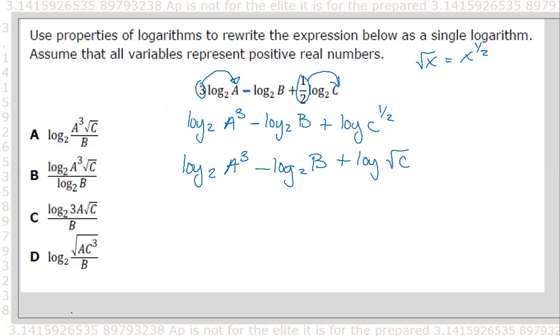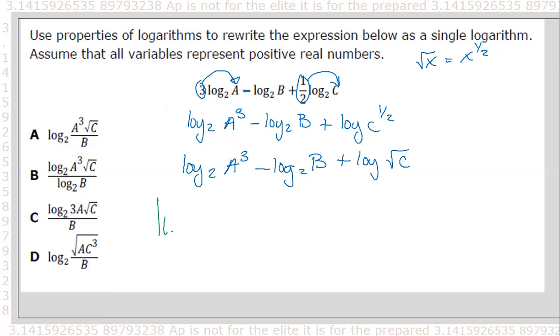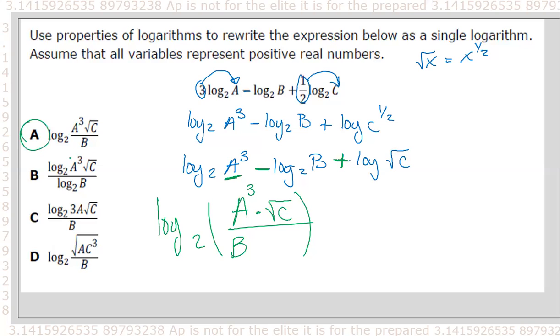Now we can compress everything one last time. We have this final answer of log base 2. I'm going to write these in big parentheses. I got a cubed, and then subtraction of b means division by b. Then keep in mind, I'm adding, so it's going to be multiplied by the square root of c. So my solution appears to be this one, a cubed square root of c over b.